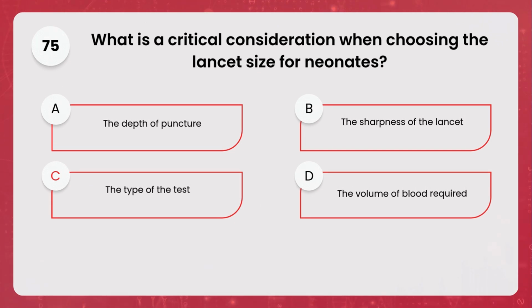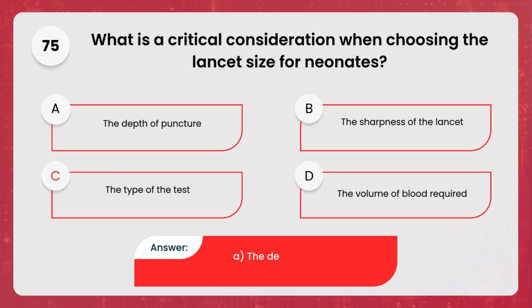Number 75. What is a critical consideration when choosing the lancet size for neonates? A. The depth of puncture, B. The sharpness of the lancet, C. The type of test, or D. Volume of blood required? The answer is A. The depth of the puncture.